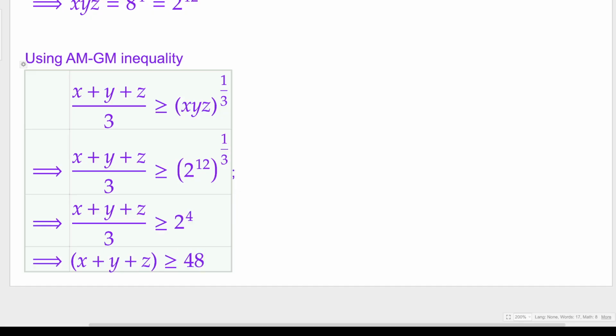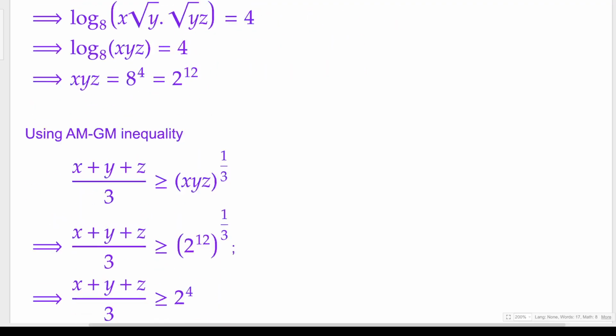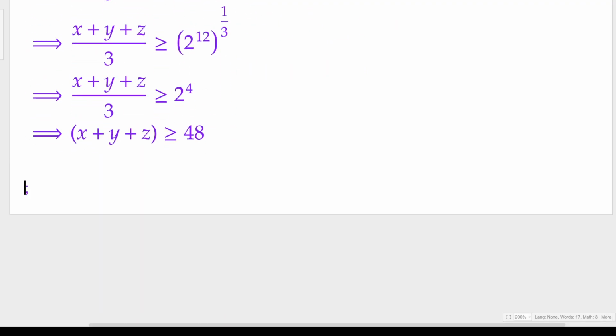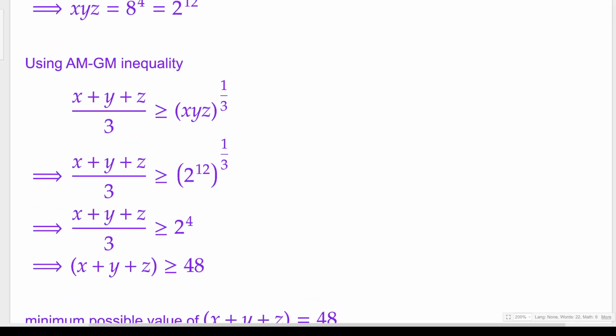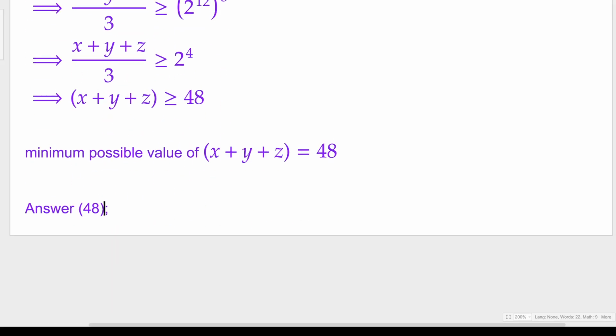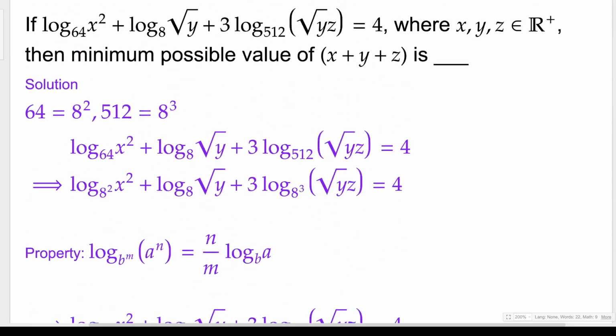So for this case we can say that the minimum possible value for x plus y plus z will be equal to 48. So therefore, 48 is the answer to this one. Here we have used the arithmetic mean and geometric mean inequality, and hence the minimum possible value we got is 48, and this is the solution.